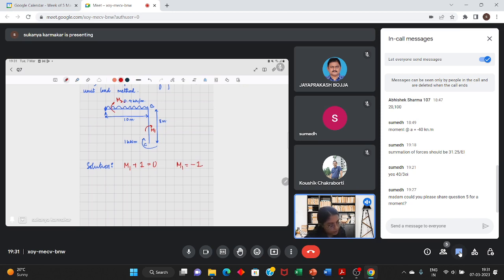And in this portion 2, M2 in the clockwise direction plus the load is 0. Wx square by 2, okay, x being taken from this direction, Wx square by 2 plus this 1 kilonewton meter moment. This is again in the clockwise direction, so 0. So M2 is equal to minus 1 minus 0.2x square. So these are the two moment equations, this and this.